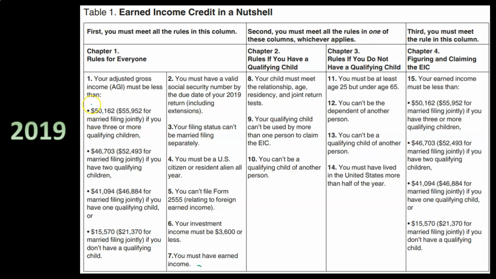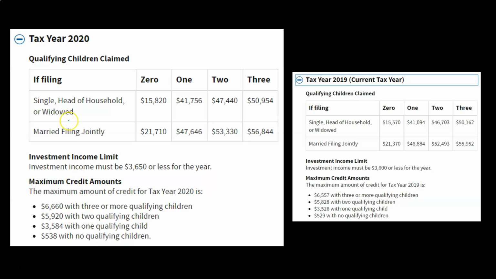So then we're going to take a look at these threshold numbers and just update them now for 2020. So the 2020 numbers, these are the 2019 numbers over here. Now we have the 2020 numbers for single, head of household, or widowed, married filing jointly. So for 0, it's 15,820. For 1 dependent, it's our qualifying child, 41,756. For 2 qualifying children, 47,440. For 3 qualifying children, 50,954.